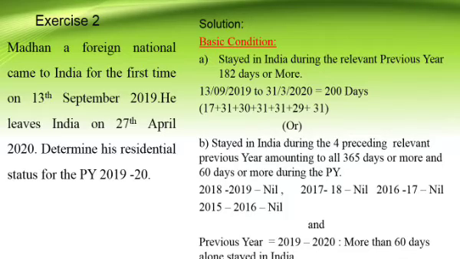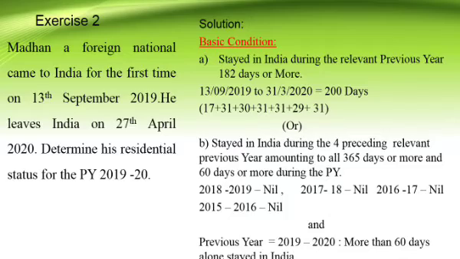It is clearly said that he first came to India on 31st September 2019. From that period to 31st March is equal to 200 days. September is 17 days he stayed in India, then October 31 days, November 30 days, December 31 days, January 31 days, February 29 days, and March 31 days. A total of 200 days he has stayed in India. So we conclude that he has satisfied the first basic condition.